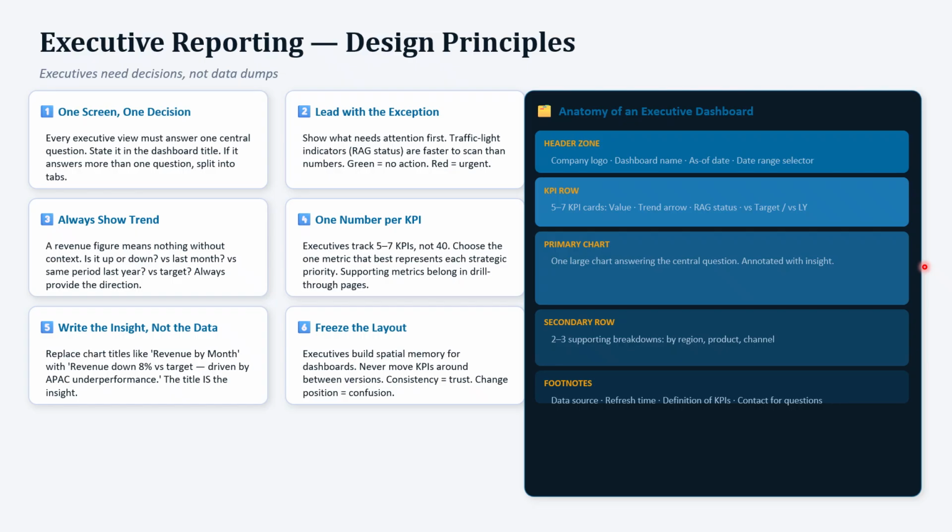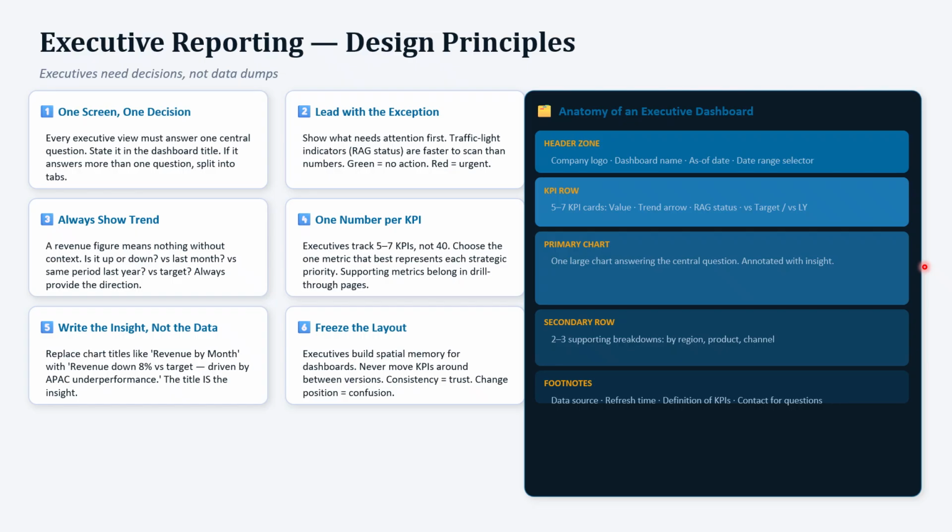Principle 5, you have to write the insight. Your chart title is the most-read element. You have to replace "revenue by region" with "APAC revenue down 8%, driving 60% of the overall shortfall." Principle 6, freeze the layout. Spatial memory is real. When a CFO sees the same dashboard every Monday, their eye goes straight to the revenue card, the cost card, and the margin. Moving things around destroys that efficiency and erodes trust.